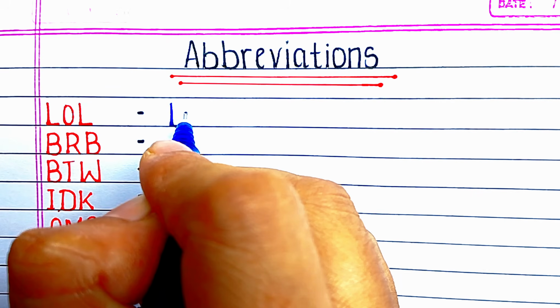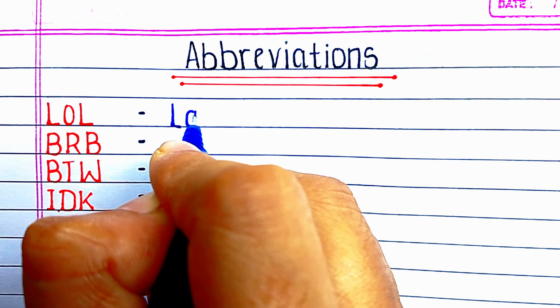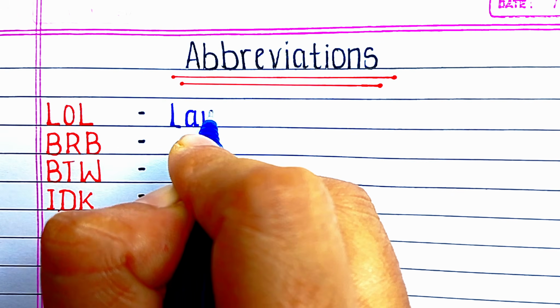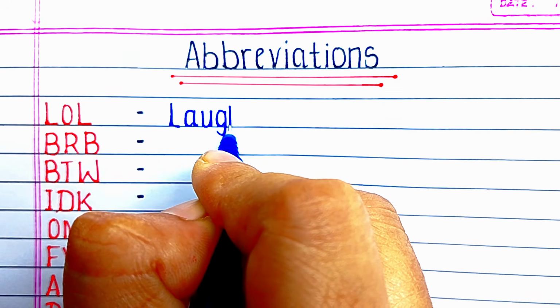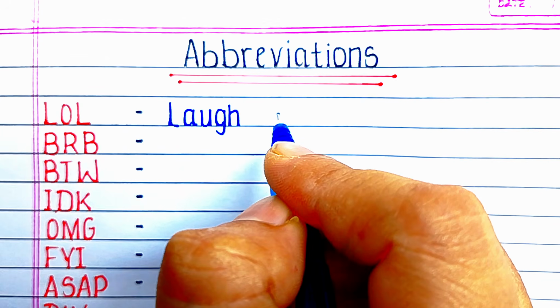In this video, we will learn and write some abbreviations that we commonly use in casual conversations. We will also learn their full forms.